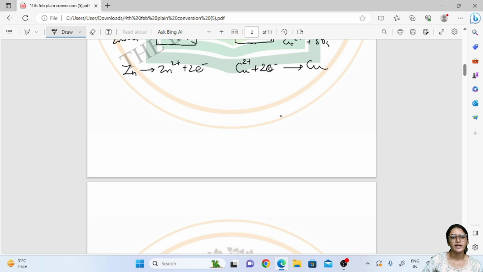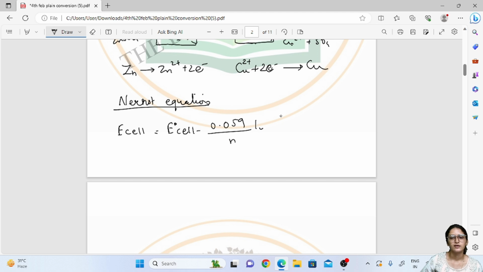Okay, before that we will study the Nernst equation, and in the Nernst equation we use E naught of cell. The Nernst equation formula is E of cell is equal to E naught of cell minus 0.059 by n log of product concentration upon reactant concentration.